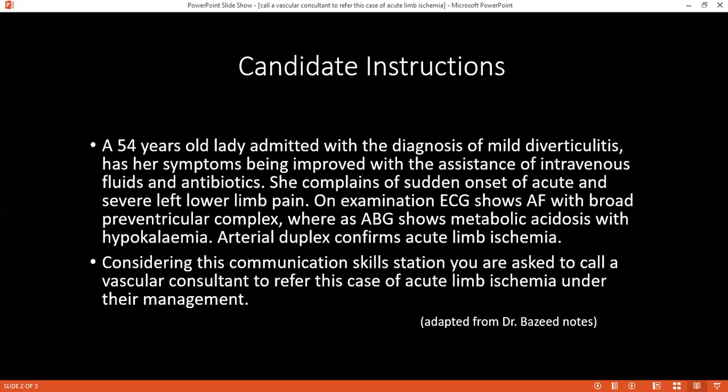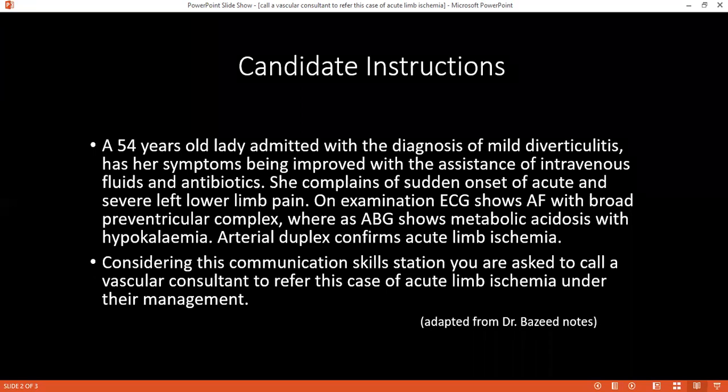Okay. So there's this patient, Samantha, who's 52 years old and admitted to us for diverticulitis, and her symptoms were improving with the IV fluid and antibiotics. But suddenly she complains of having a right lower limb pain, which was sudden in nature. And we did some investigations on her. So her ECG revealed atrial fibrillation with preventricular complexes, whereas her ABG shows metabolic acidosis and hypokalemia. So we were hoping to transfer the patient to your care. So that's why I was calling you.